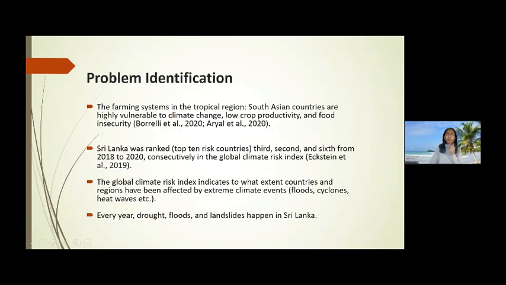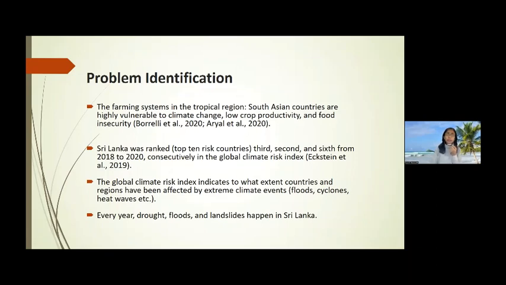The problem identification. The farming systems in tropical regions, especially South Asian countries, are highly vulnerable to climate change, low crop productivity, and food insecurity. Sri Lanka, which is one of the South Asian countries, was ranked in the top 10 countries consecutively in recent years in the Global Climate Risk Index. What is this Global Climate Risk Index? That indicates to what extent countries and regions have been affected by extreme climate events.